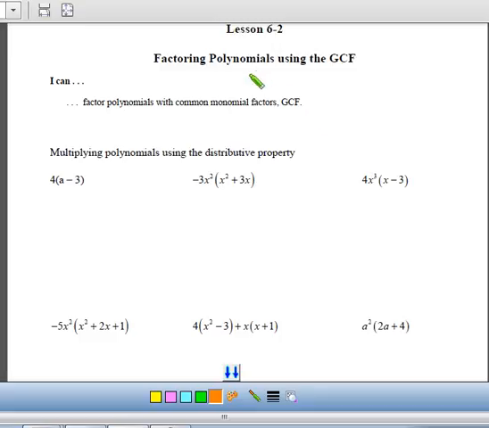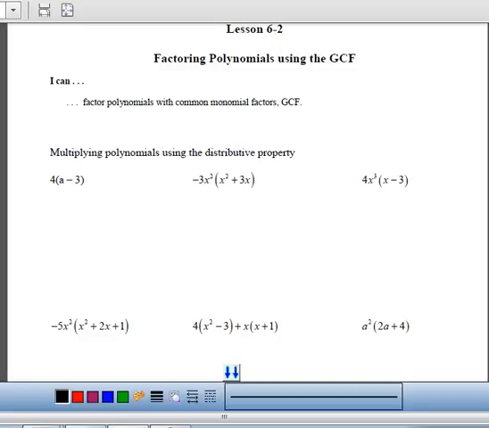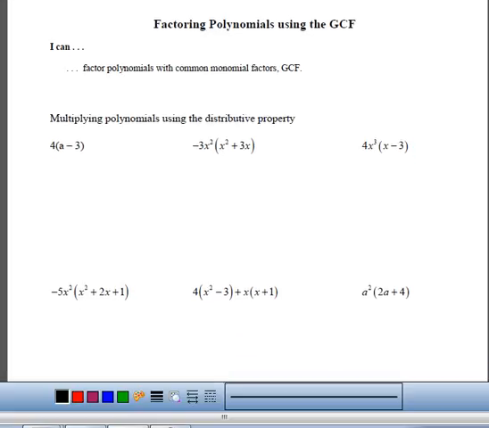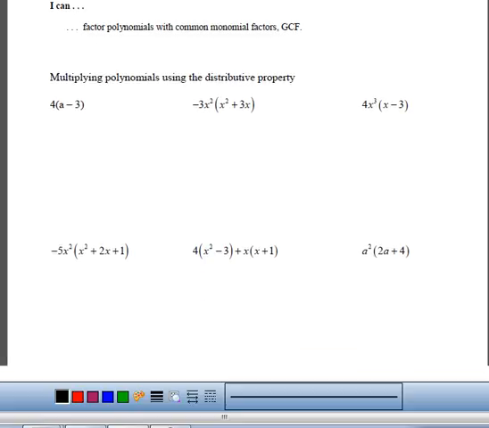Alright, so this lesson begins on page 4 in your notes packet. Let's go ahead and start with the first task. There's some practice problems, and I'll do a couple of these with you and then let you try to finish some of them on your own. Alright, so we're going to be multiplying polynomials using the distributive property.